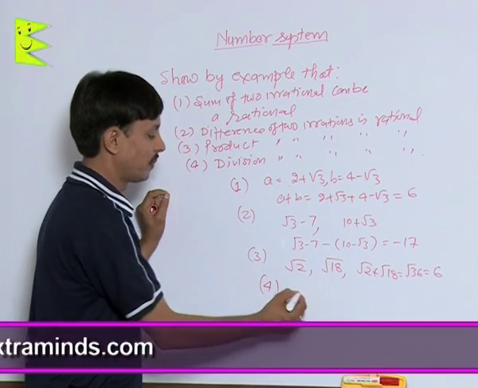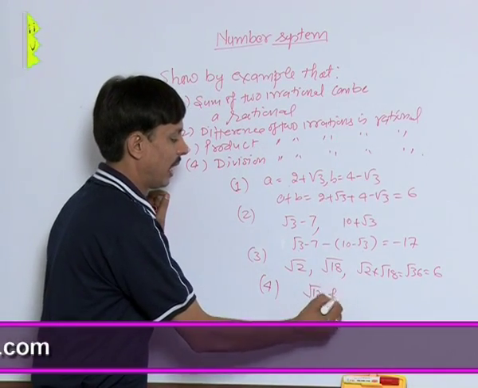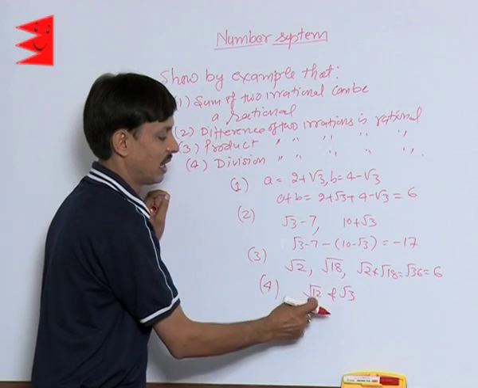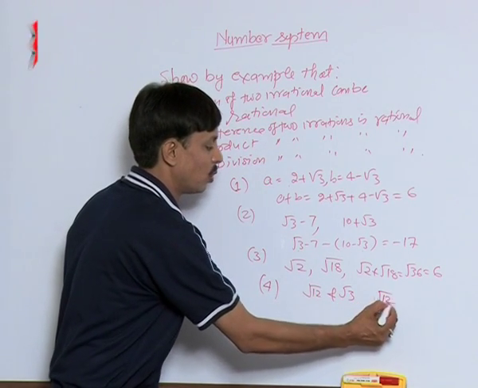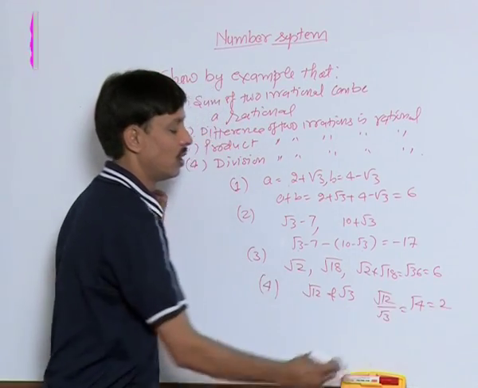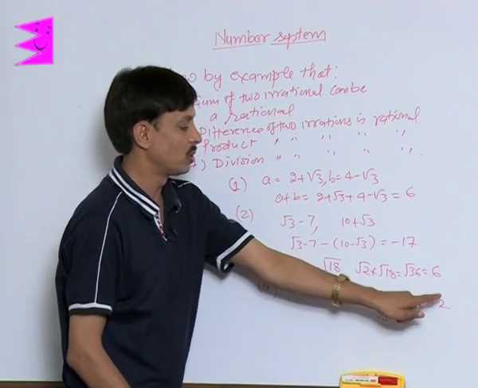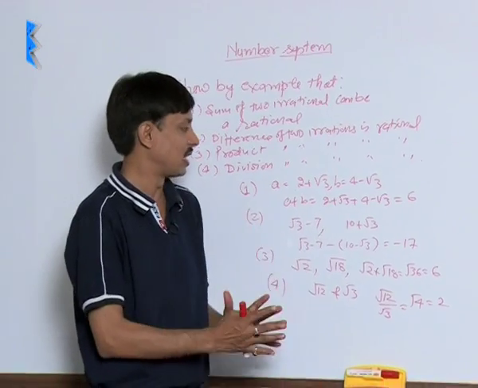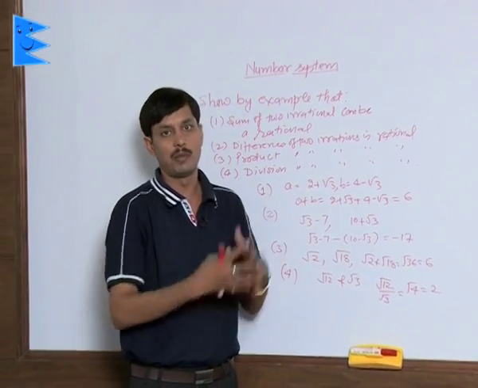Fourth, if I take root 12 and root 3, both are irrationals. If I divide root 12 by root 3, it is coming root 4, which is 2, which is rational also, integer also, whole number also. So I have given you examples. You can take an infinite number of examples.